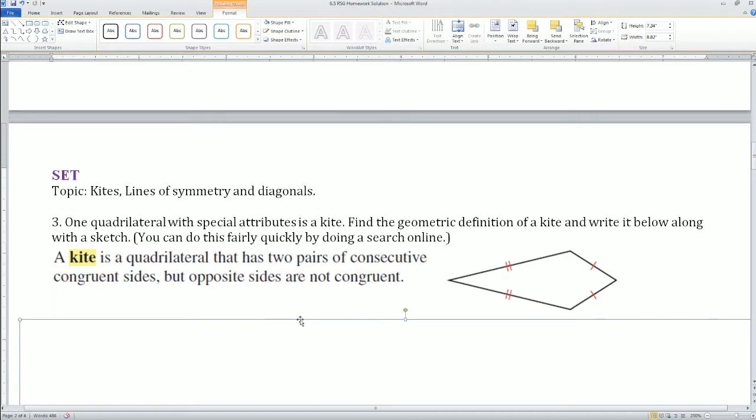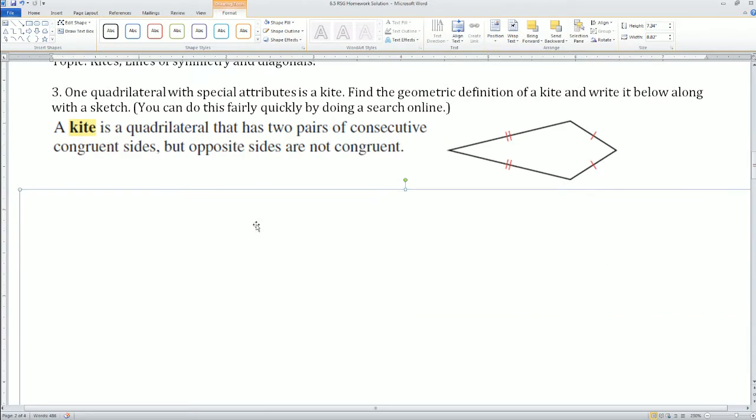A kite is a quadrilateral, four sides. Two pairs of consecutive congruent sides, but opposite sides are not congruent. Okay, these two, right, are congruent. These two are congruent. These two are not congruent. Okay, that's what they mean. Opposite sides here are not congruent.